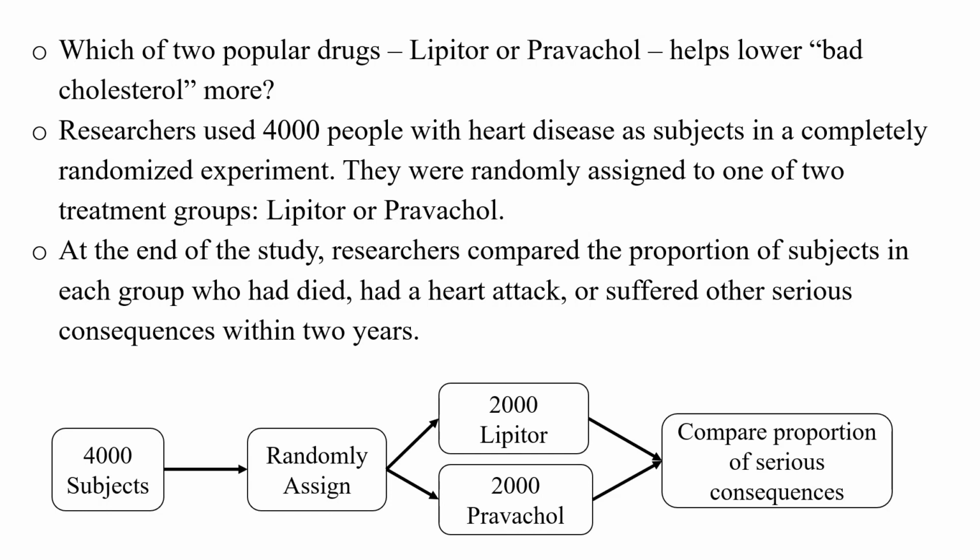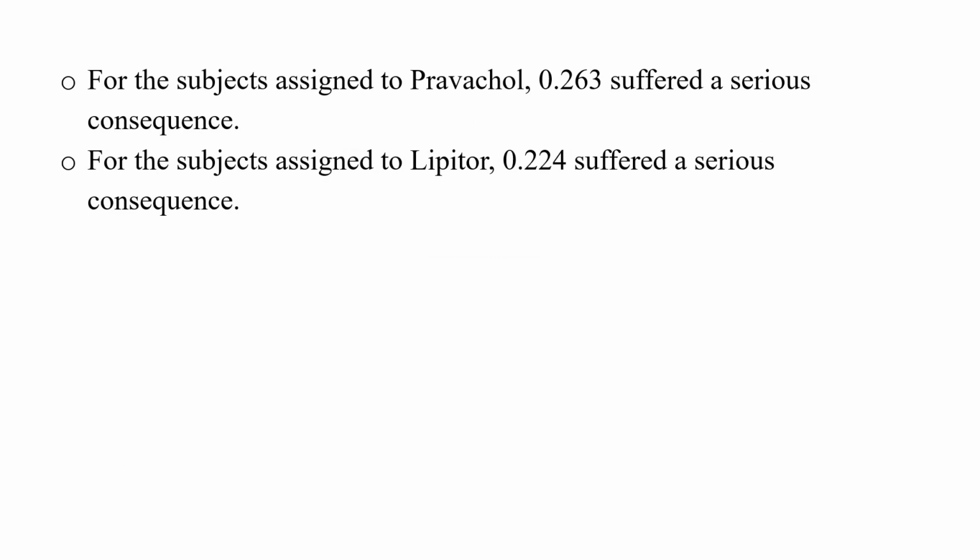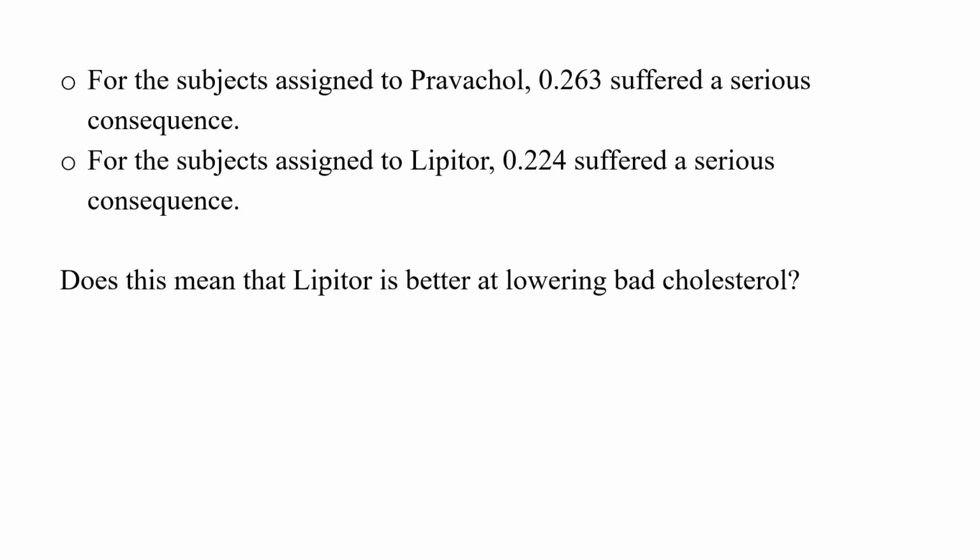So we're looking at the proportion of serious consequences within each group. In this experiment, 0.263 of Pravachol subjects suffered a serious consequence, and for Lipitor 0.224 suffered a serious consequence. If you look between them, we obviously want a lower proportion suffering serious consequences. So Lipitor has a lower proportion than Pravachol. Does this mean that Lipitor is better at lowering bad cholesterol, right? Because in this completely randomized experiment, it was.